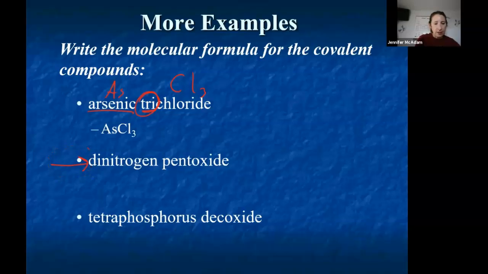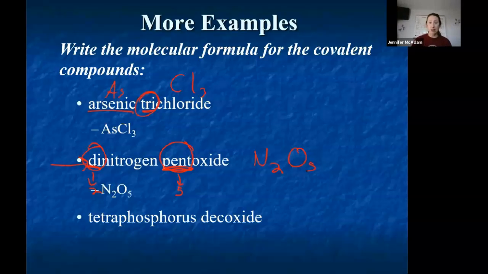You can see, here's this, and here's this one. What does di mean and what does pent mean? So write this one down. These ones are actually my favorite because they're like the easiest, as long as you know those Greek prefixes, right? Yeah, so di means 2. Pent means 5. So we have N2O5. You're literally just writing what it tells you.